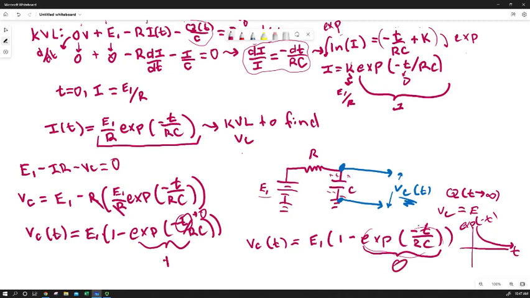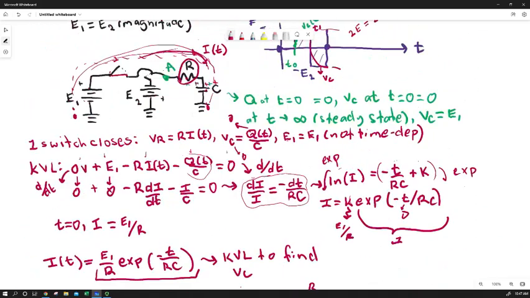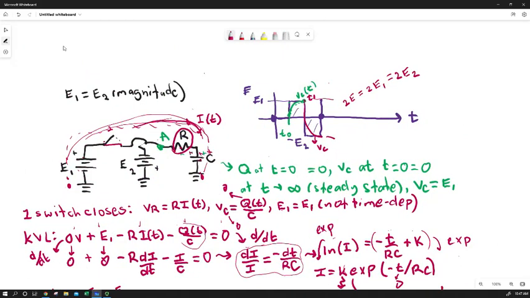So as we get out to a long time, which would correspond to steady state, the voltage on the capacitor as t approaches infinity equals E1, which checks out based on what we know. So what we know is that if we have a circuit, and we're going to go back up here, if we look at the first step of our square wave, we know that when we get to this point, we have a charged capacitor.